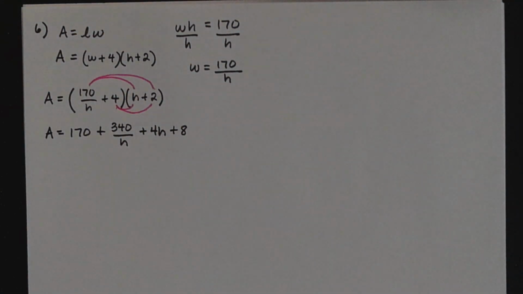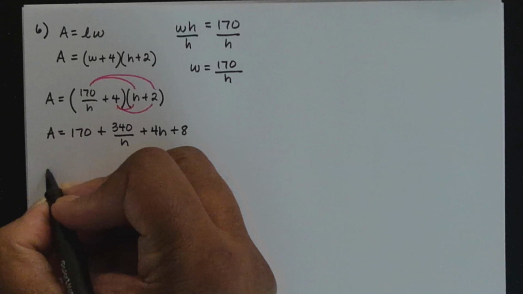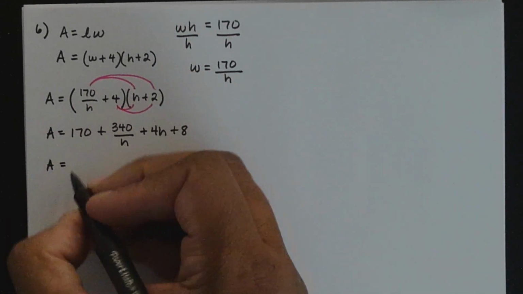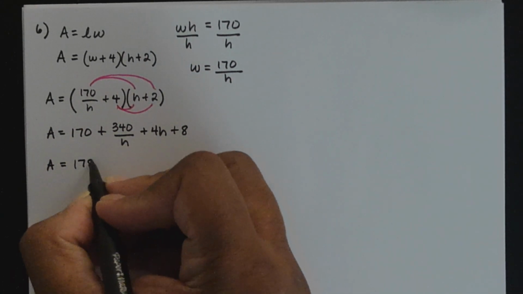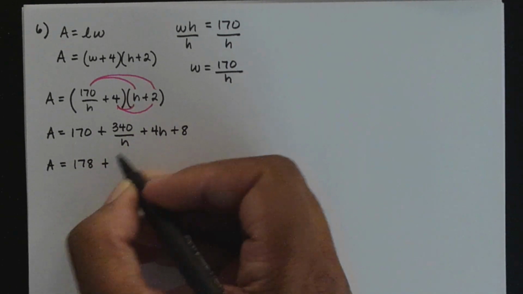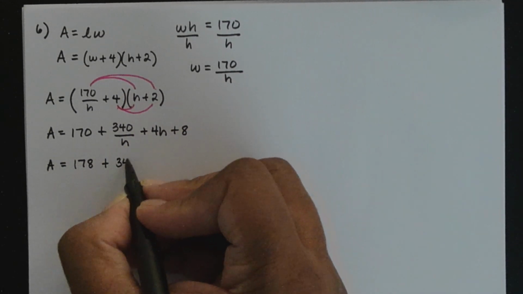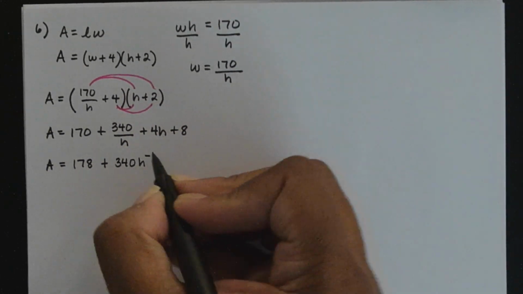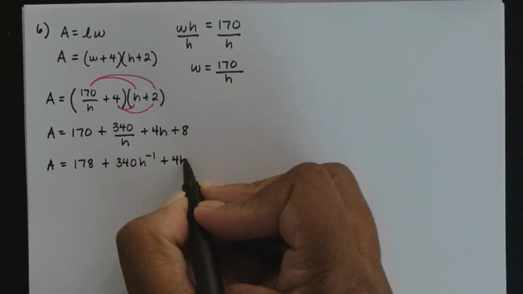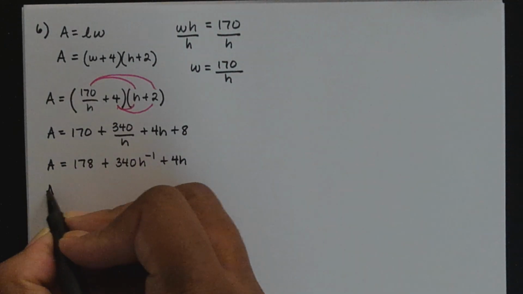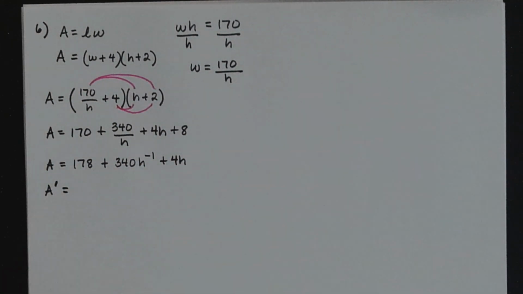Okay. So now let's combine some like terms here. 170 plus 8 will be 178. And I'm going to pull the H out of the denominator and write this as 340 times H to the negative 1 plus 4H. And then I'm going to take the derivative of that function.